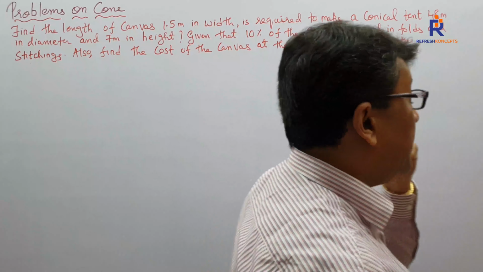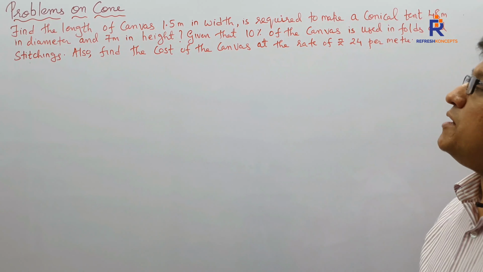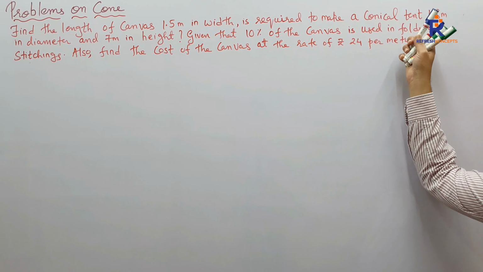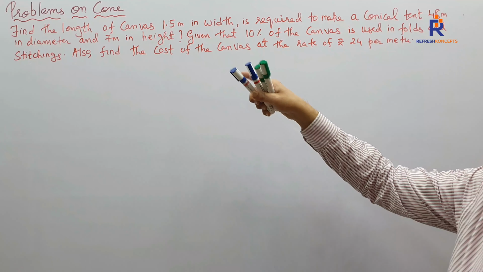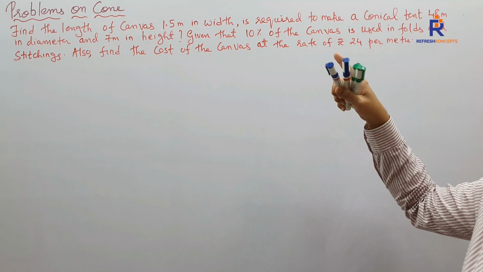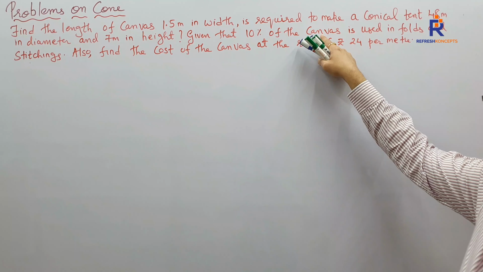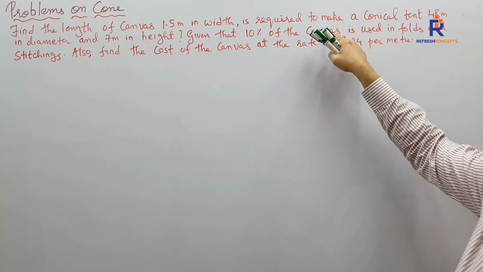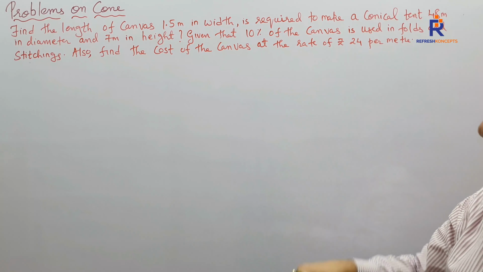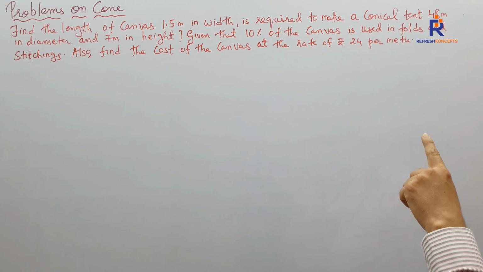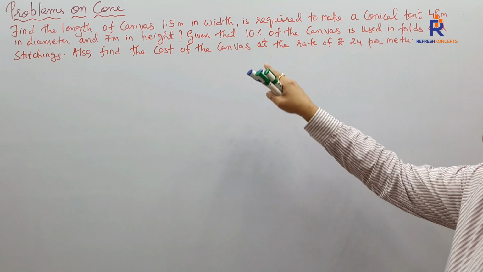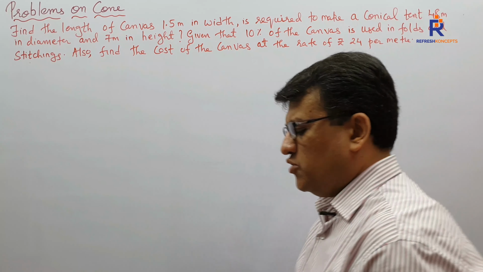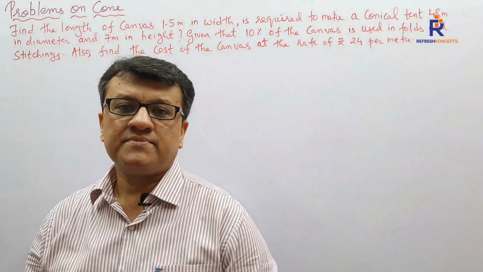Find the length of the canvas, 1.5 meter in width, which is required to make a conical tent 48 meter in diameter and 7 meter in height. Given that 10% of the canvas is used in folds and stitching, also find the cost of canvas at the rate of rupees 24 per meter. So two things is what we need to focus on.